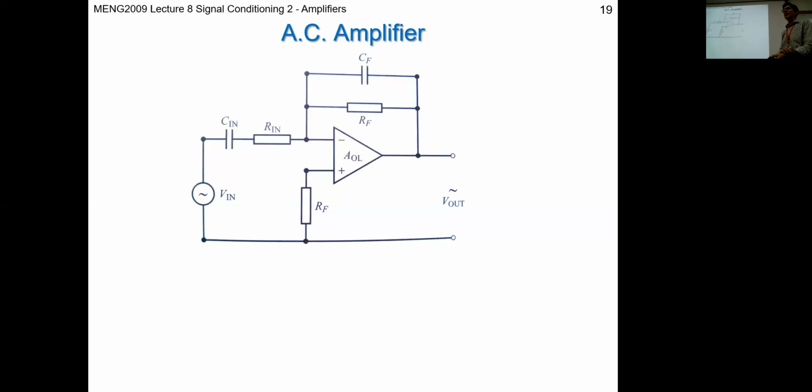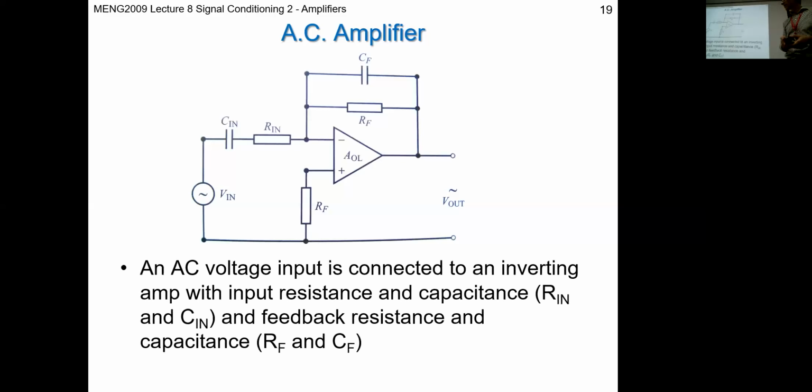What type of op-amp is this? Or what type of amplifier circuit? The positive pole is connected to the ground line, right? Or to the negative. So this is an AC inverting amp. So an AC input is connected through an inverting amp with input resistance and capacitance, Rn and Cn, and feedback resistance and capacitance, Rf and Cf.